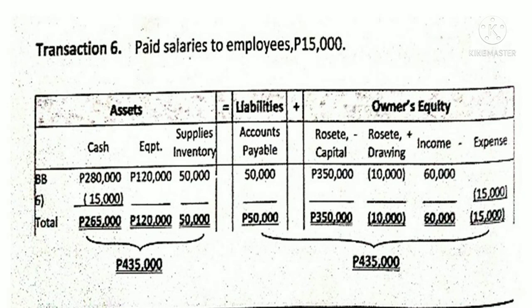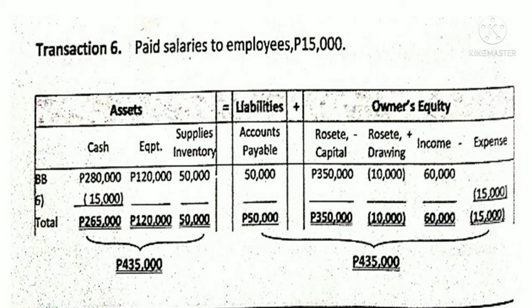Transaction number 6, paid salaries to employees. Okay, so here we take out cash of 15,000 pesos since he is paying. So from our cash, we deduct 15,000. The cash was 280,000 as the beginning balance, so we deduct 15,000. So the total asset in cash is 265,000. The equipment is still 120,000. The supplies inventory is 50,000. So total assets is 435,000 pesos. While the liabilities is still 50,000 pesos.